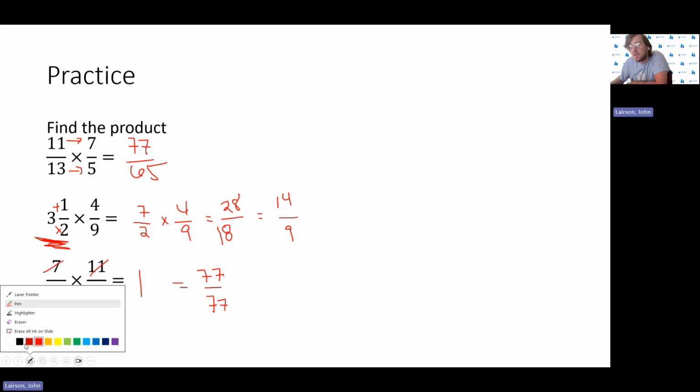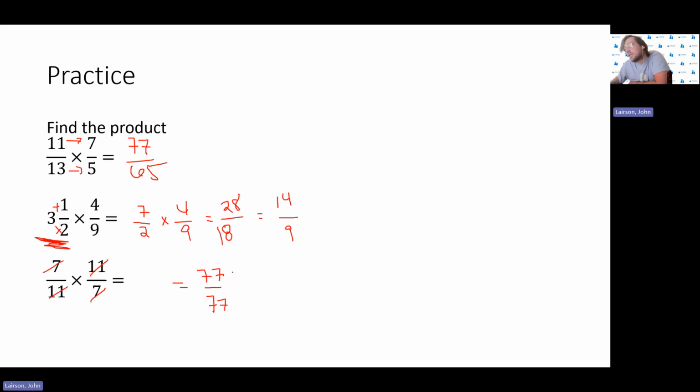Let me erase that one so I can do a little bit better than that. That's what we're doing here. And then you could break it down with prime factorizations and see that everything will cancel out like it did originally. Or you can just note that anything divided by itself is 1. It's going to be 1.